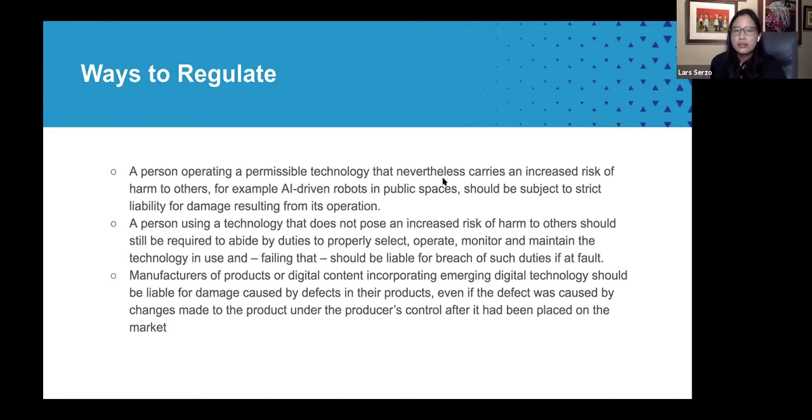operation. And then it also says that a person using technology that does not immediately pose an increased risk of harm to others should still be required to abide by some set of rules or codes of conduct. And if it's proven that they breach those rules or guidelines, then they should be liable for failing to follow those rules. So this would be relevant, for example, if you're a software company that develops AI. Best practice would be for you to come up with your minimum set of standards for your trainers and programmers that they should follow. And in the event that they don't follow that, you should be able to go back to them for breach.